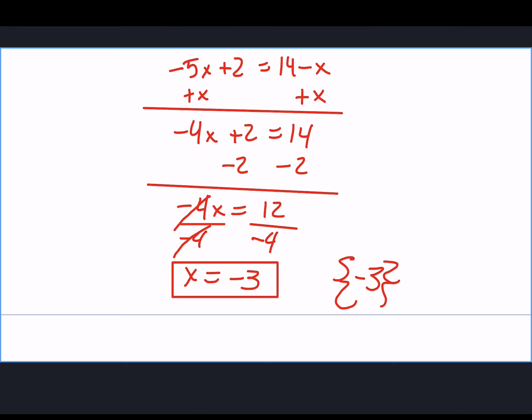Solving linear equations is among the easier things that we'll do in the class, so I just want to make sure that we're all clear on it.